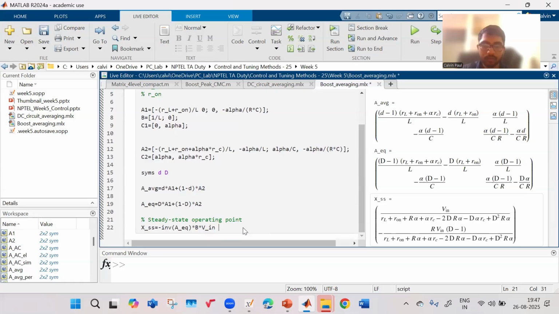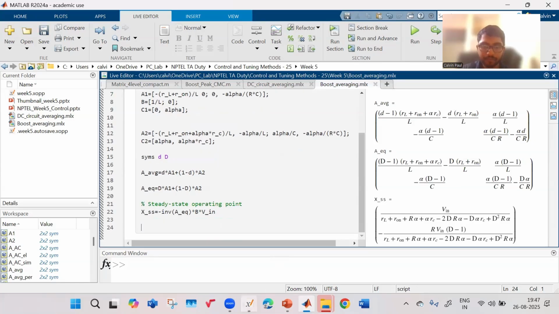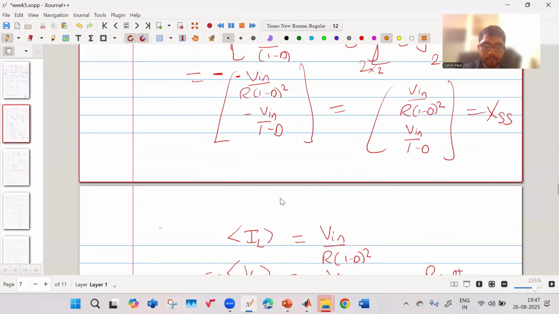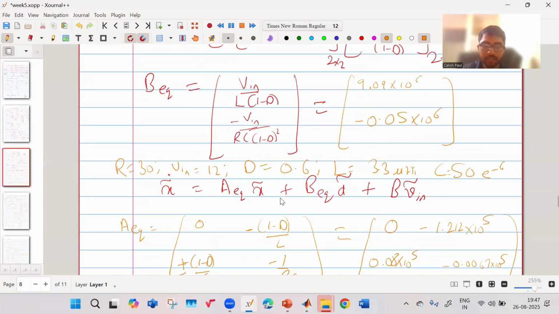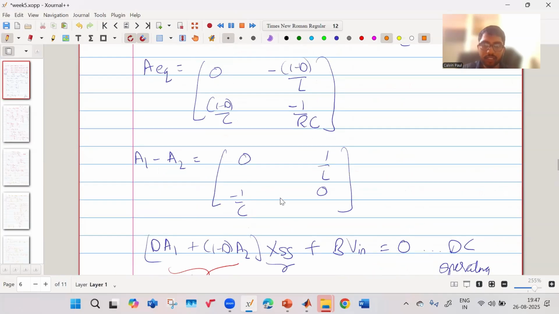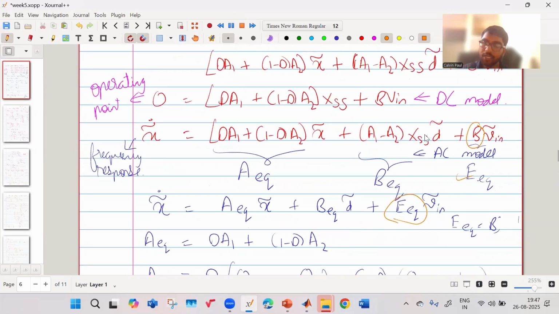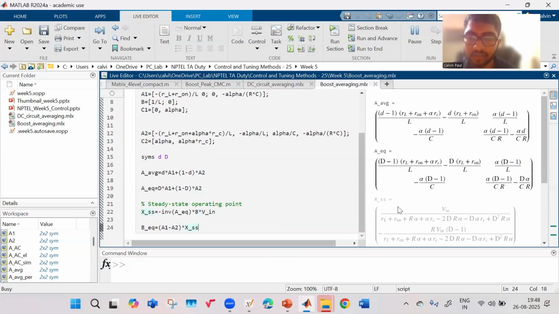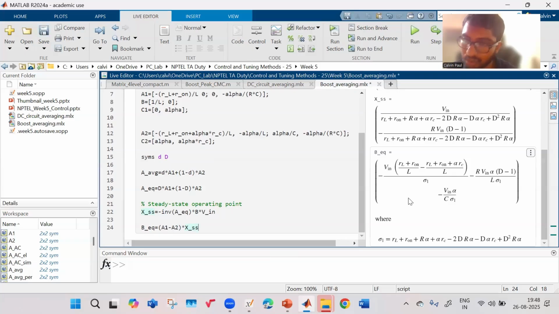Now we have got A equivalent, we have to get B equivalent. What is B equivalent? B equivalent is A1 minus A2 into X steady state. Okay. So B equivalent is equal to A1 minus A2 into X steady state. Let me run this. So this is our B equivalent expression.